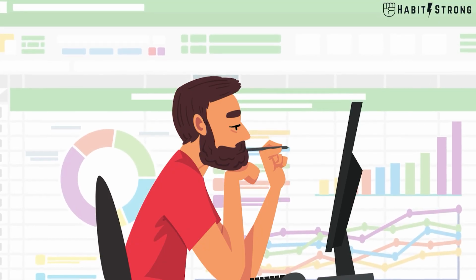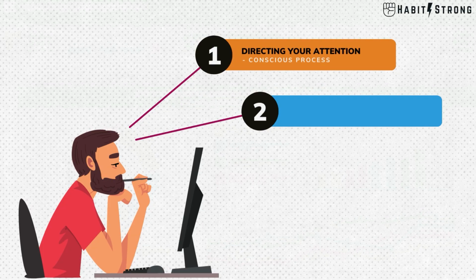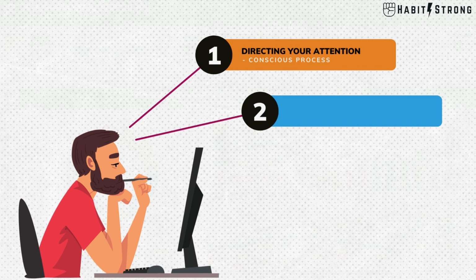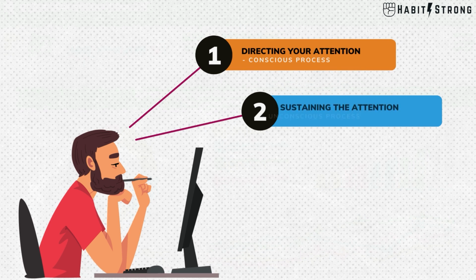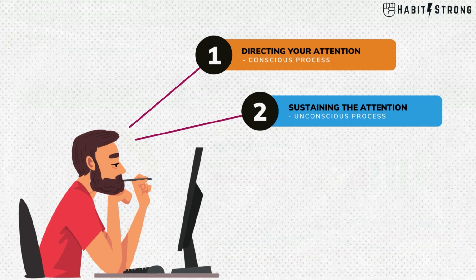For that, we first need to understand the process of directing and sustaining our attention. So let us say you're working on a task for which you need to focus on your spreadsheet, which is there on your laptop. So what do you do? You first direct your attention to that object. In this case, you direct your attention to that spreadsheet. So the step one, which is directing your attention to an object, this process is voluntary. You are consciously doing it. You can consciously direct your attention to an object. So the step one is conscious, but the step two, which is sustaining that attention, it's an unconscious process.